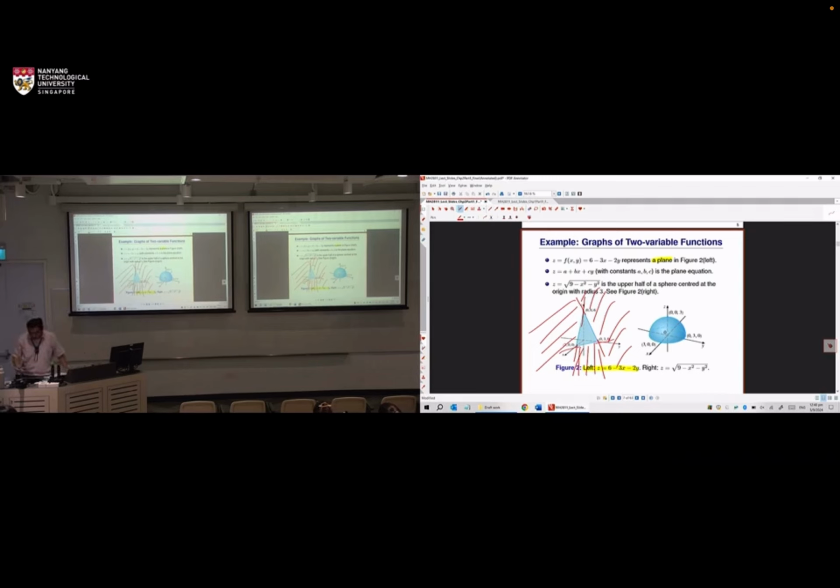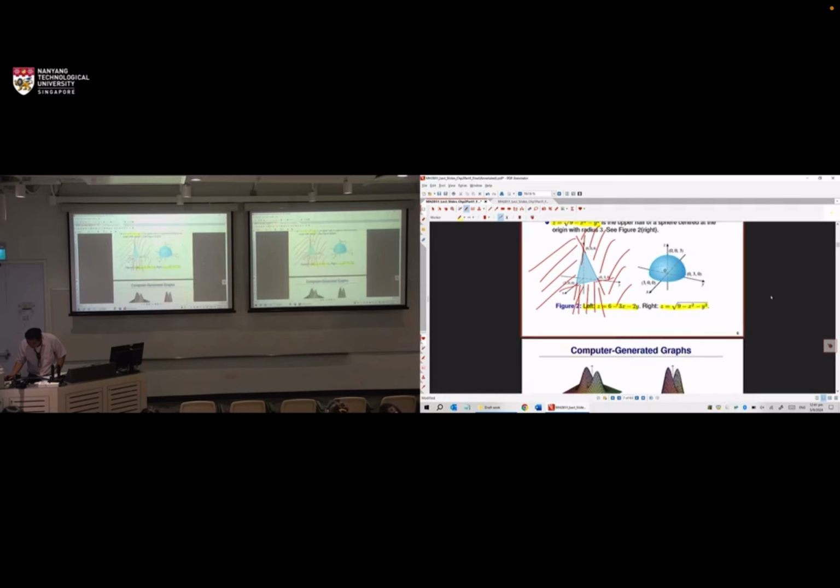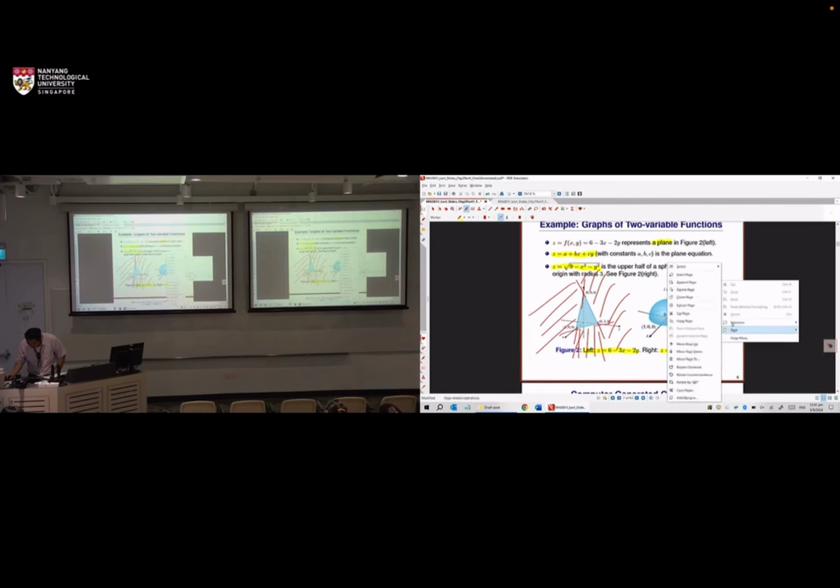So in general, the general expression is like this: z equal to a plus bx plus cy, where a, b, c are constants. This is the general plane equation. And then z equal to square root of 9 minus x squared minus y squared is the upper half of a sphere centered at the origin with radius 3. That means it's this one. Now I will just do some simple derivation. Very simple one.